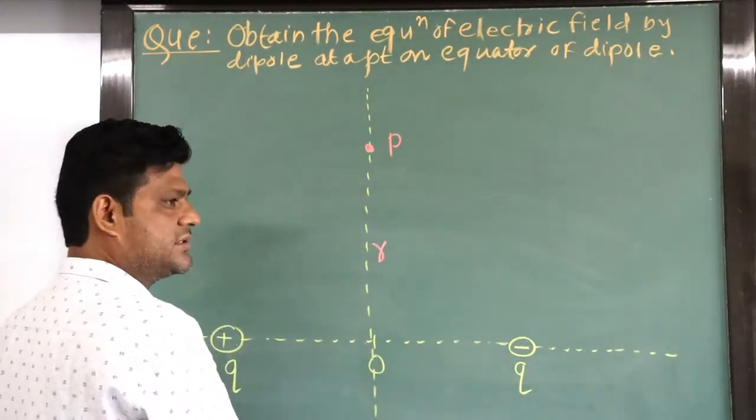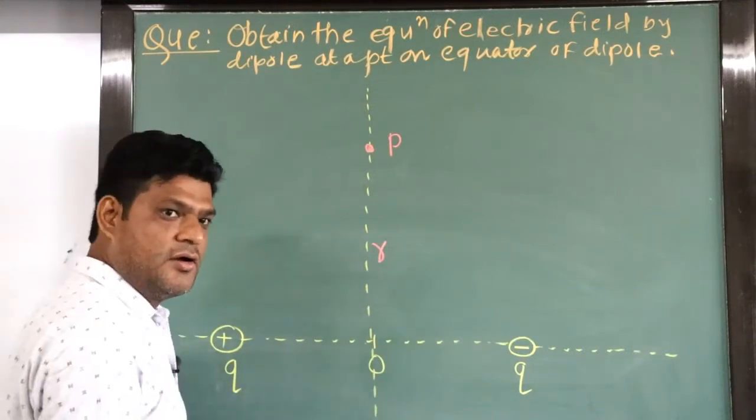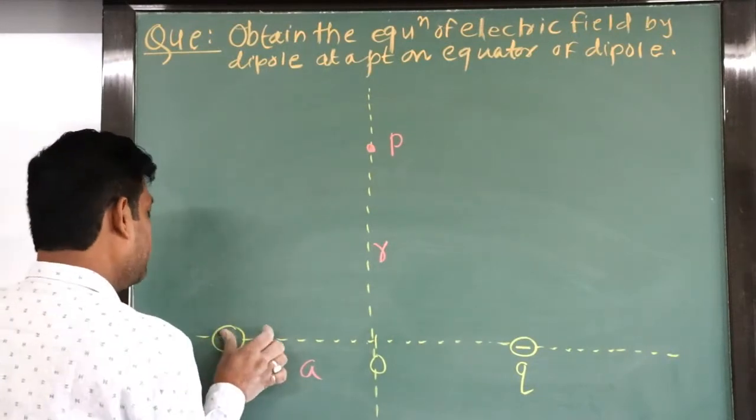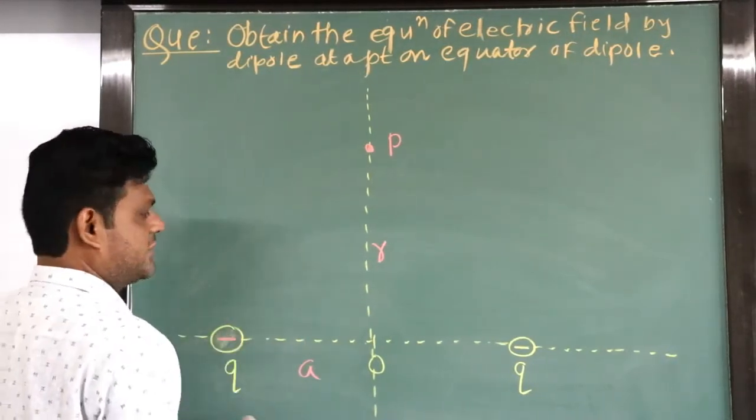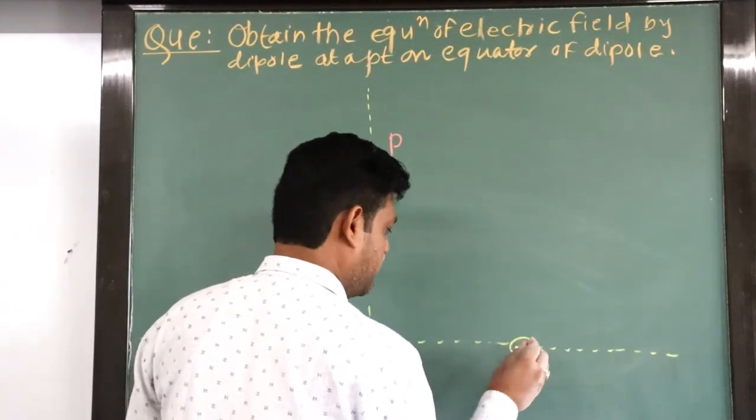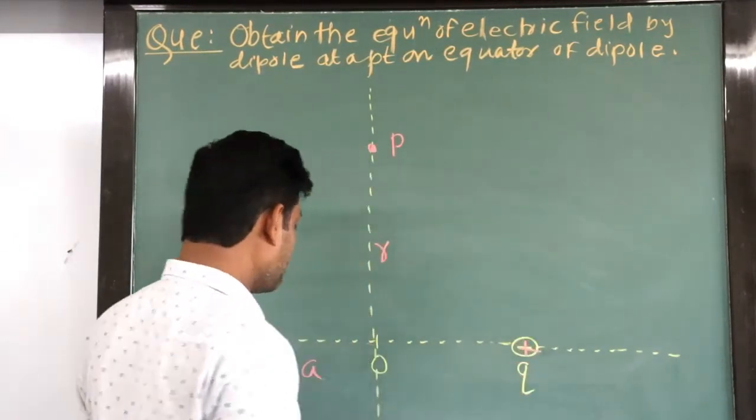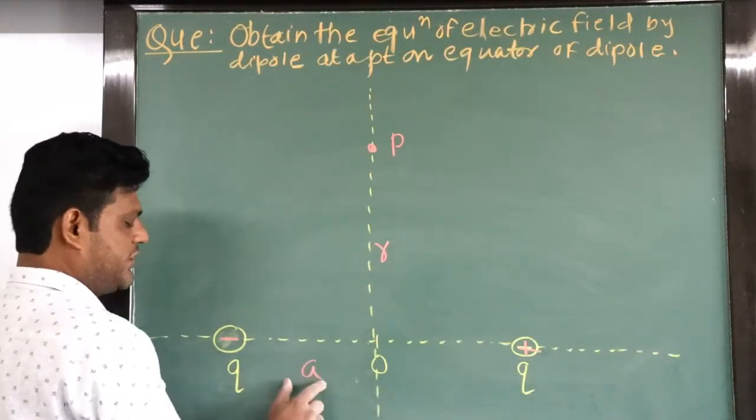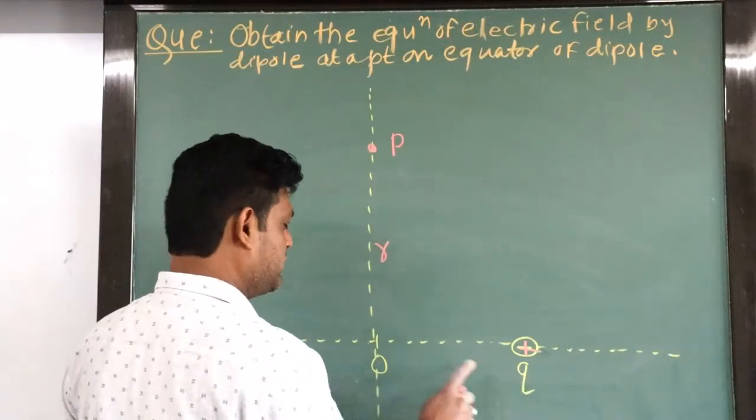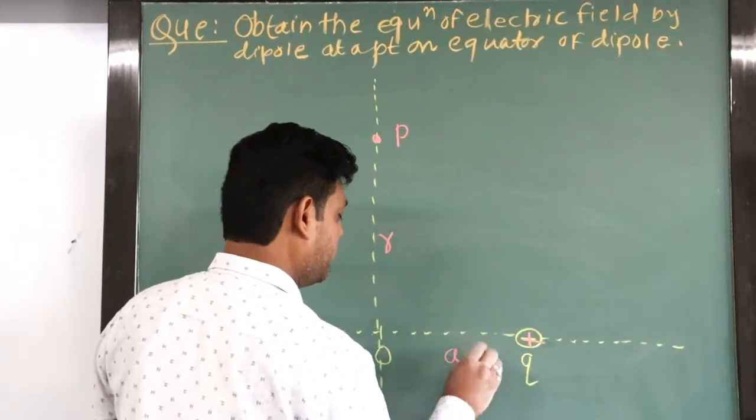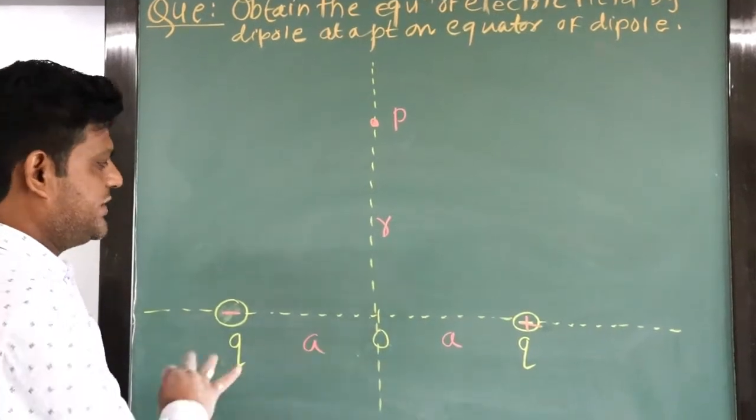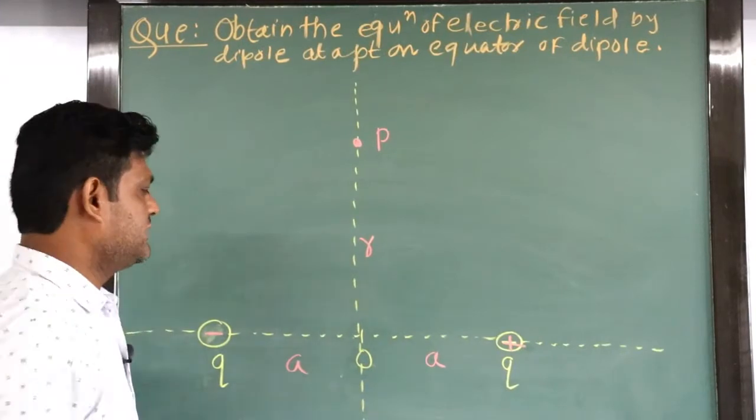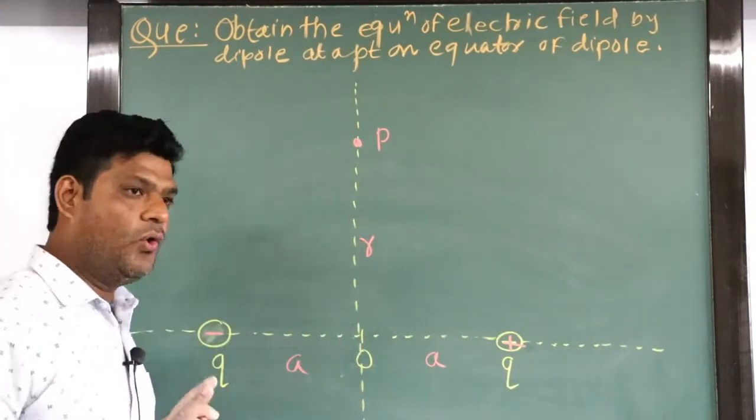The distance of plus q charge from the O is a. First of all, here we will write minus q charge, and here we will write plus q charge. The distance of minus q charge from the O is a, and the distance of plus q charge from the O is again a. So this is the diagram. The point P is on the equatorial line and it is at a distance r from the O.